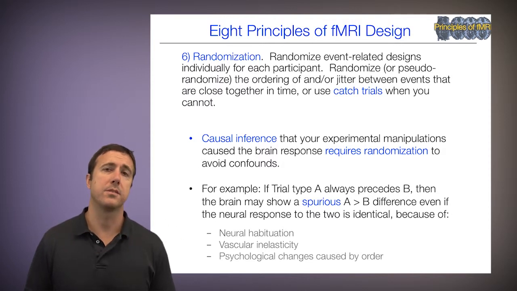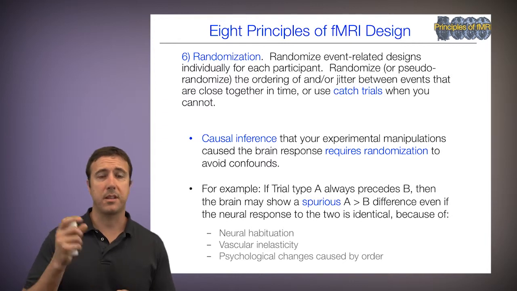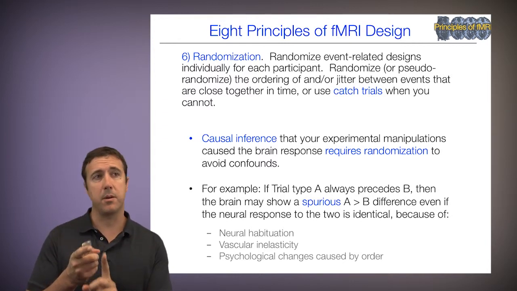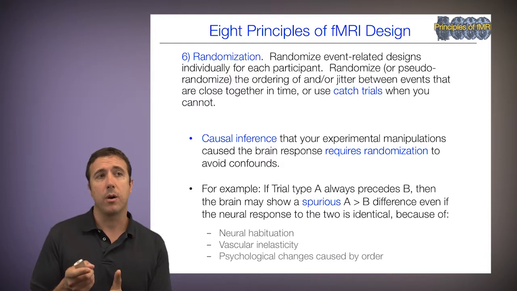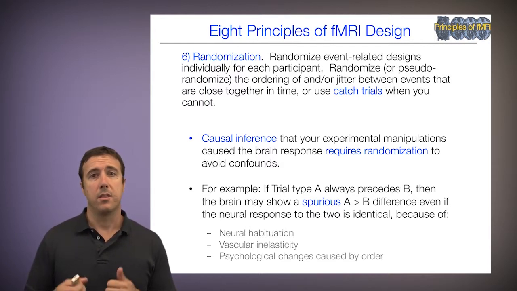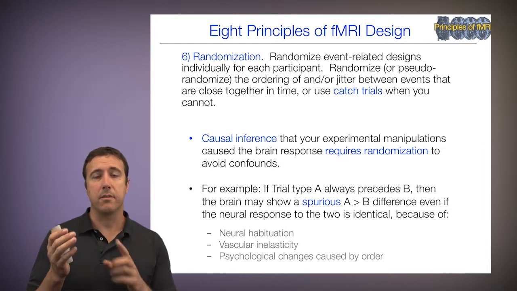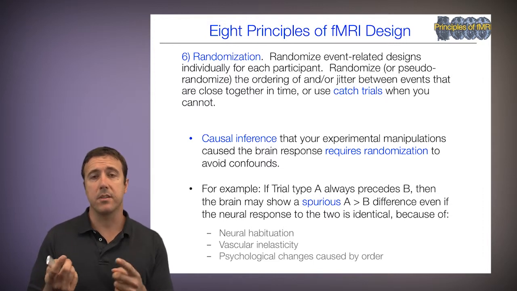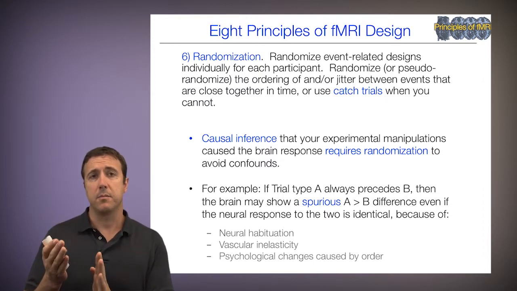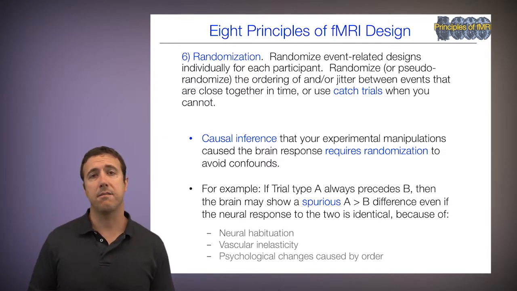Another example is a case where we have temporal dependence. If trial type A always precedes trial type B right afterwards, then the brain may show spurious A versus B differences for several reasons. One is neural habituation. If I always have A and then B, and even if they otherwise would have produced the same neural activity, if the response to B is simply reduced because of neural habituation or fatigue, it'll look like it's lower in that experiment. Secondly, vascular elasticity, which is a kind of nonlinearity.